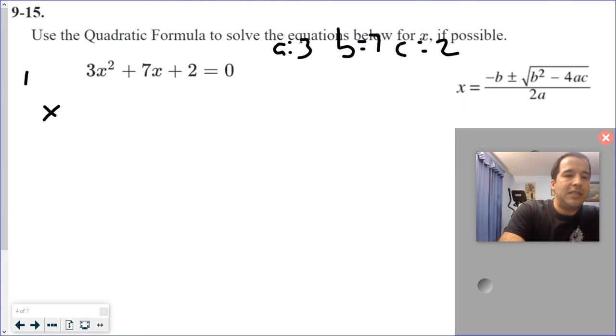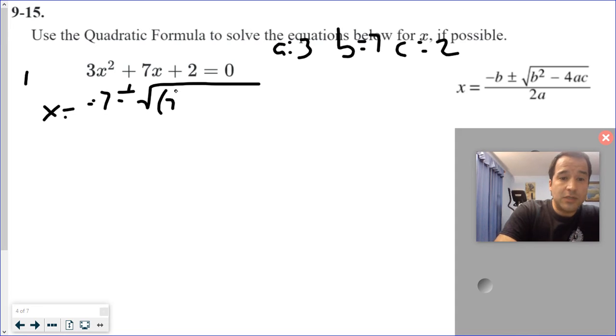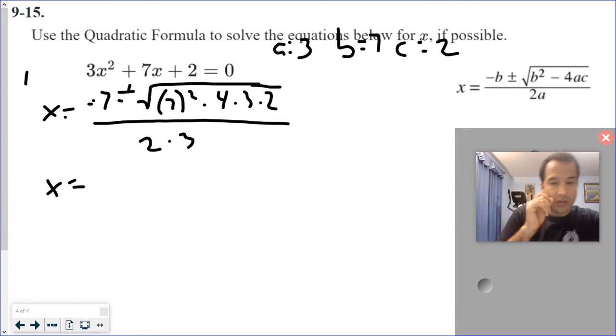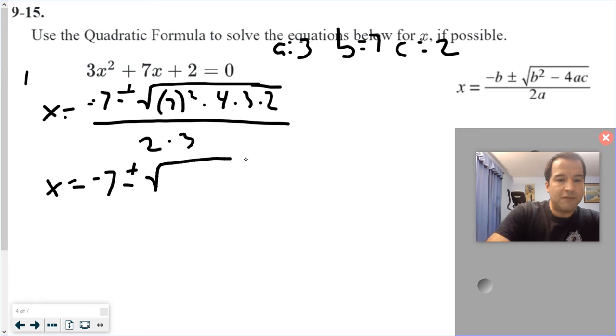So let's go for it. x equals negative b, so negative 7, plus or minus the square root of b squared, so 7 squared, minus 4 times 3 times 2, all over 2 times 3. Got it? Okay. Yes, I don't mind singing it. You can sing it too. You know you should be singing it in your head anyway. So let's go ahead and solve it then. The opposite of 7, so negative 7, plus or minus the square root of b squared, which is 49, minus 4 times 3 is 12 times 2 is 24, all over 2 times 3, which is 6.